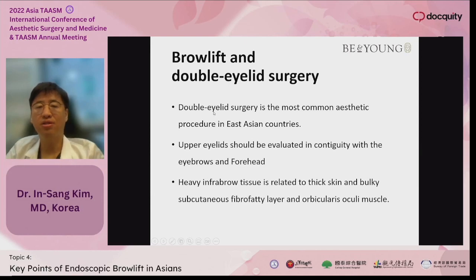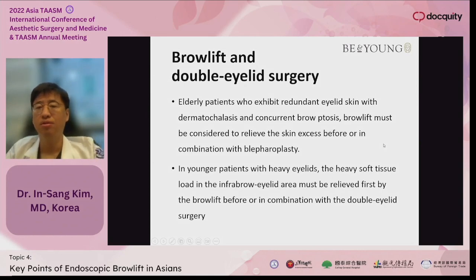And about the double eyelid, combining the brow lift and double eyelid surgery. Double eyelid surgery is the most common aesthetic procedure in East Asian countries. And upper lid should be evaluated with contiguity with the eyebrows and the forehead. And usually heavy brow tissue is related to the thick skin and bulky subcutaneous fat.